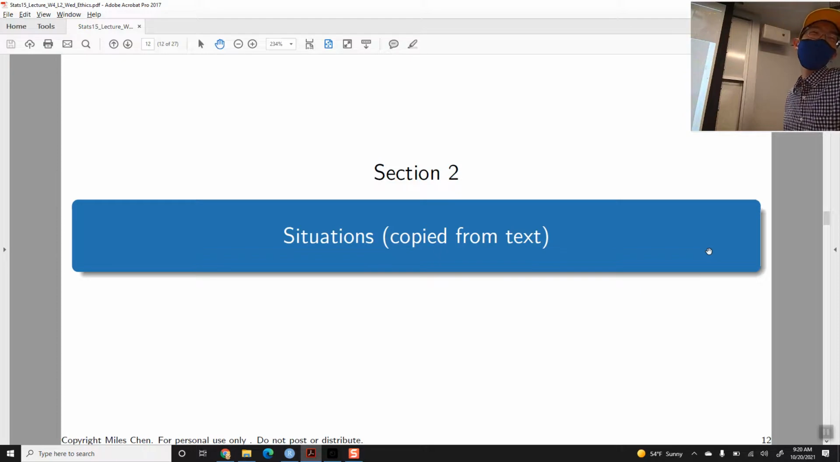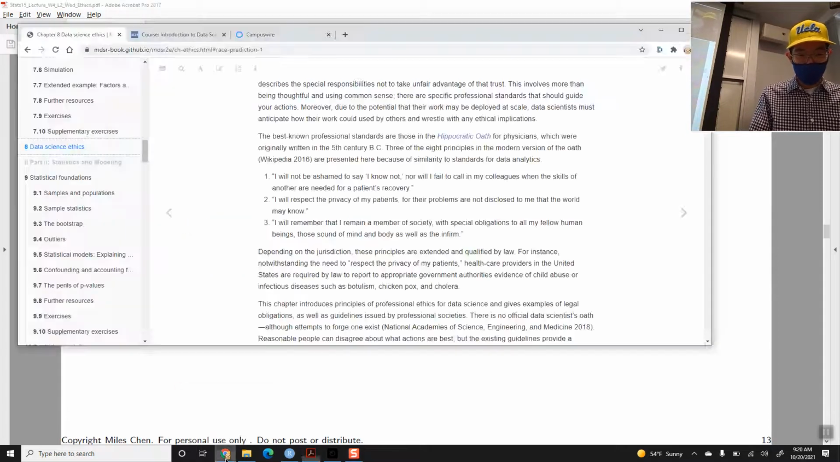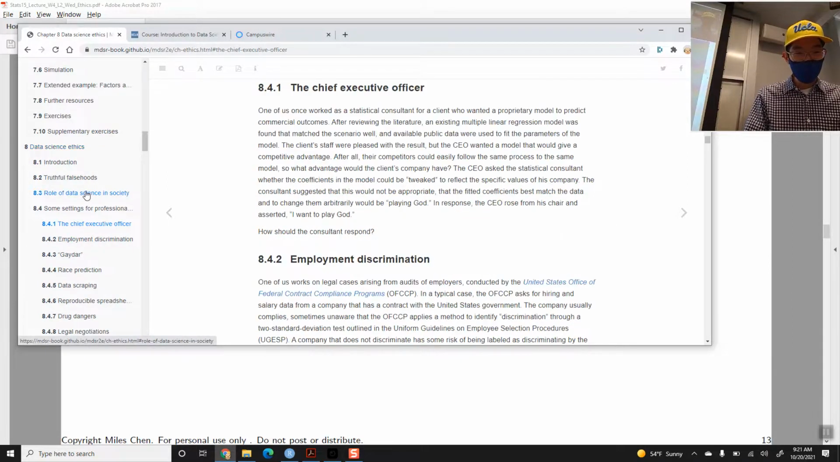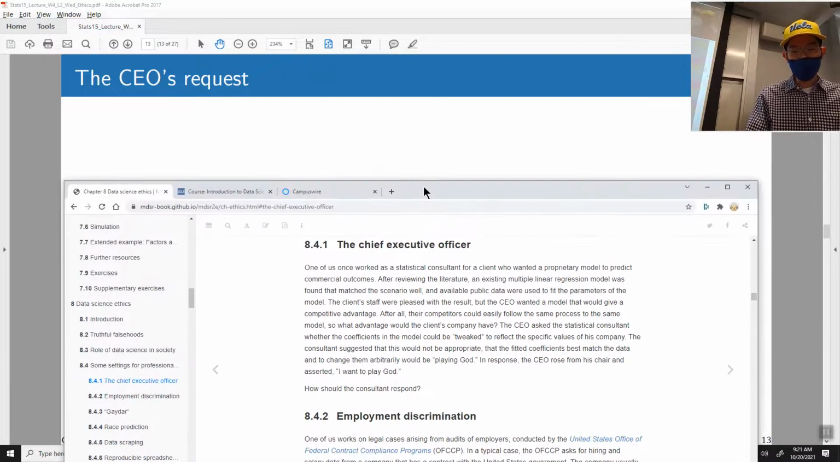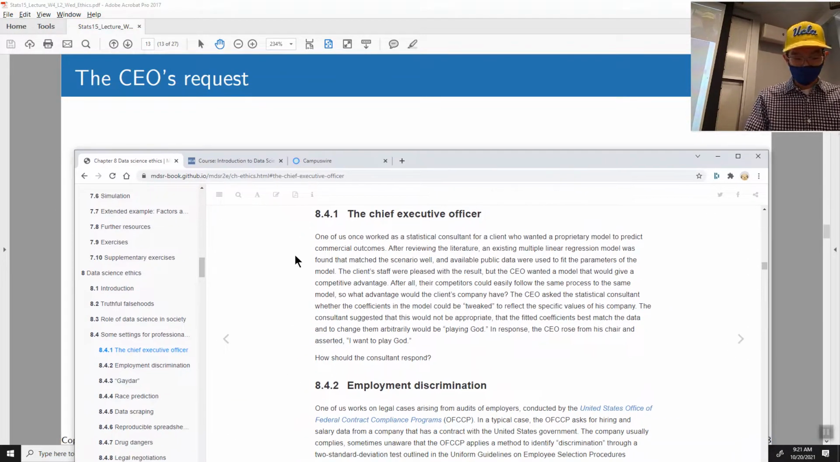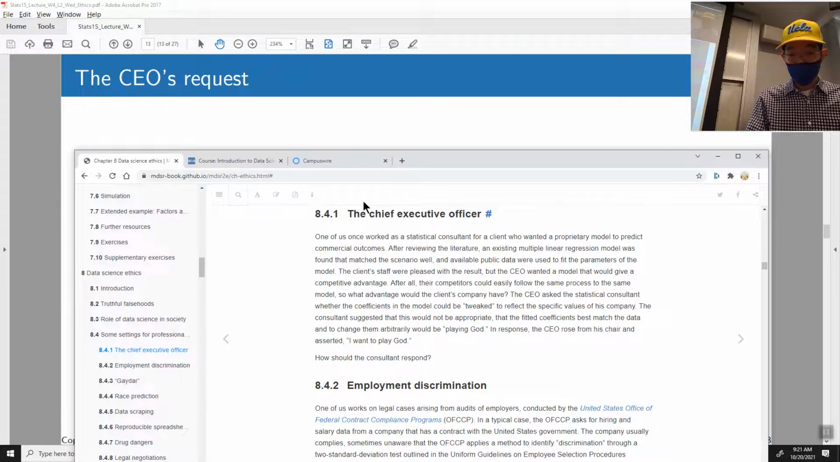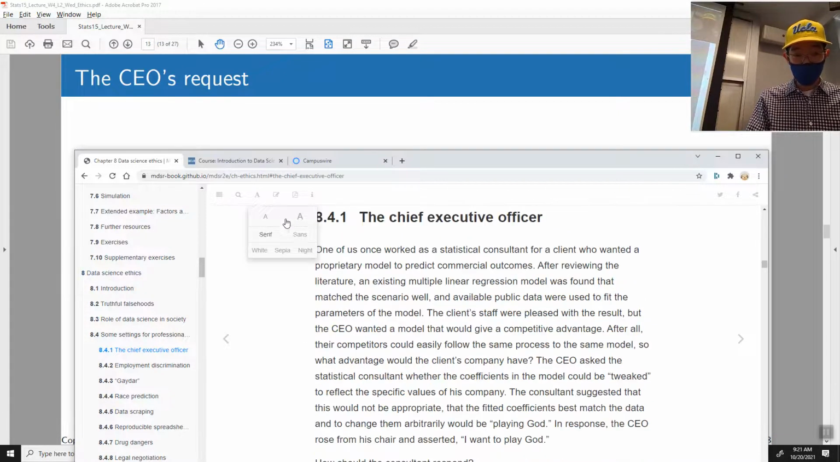The textbook gives us a bunch of these examples where we ask, how should ethics play a role? So perhaps it's easier if I just read some of these descriptions from the textbook. Let me make it a little bit bigger.